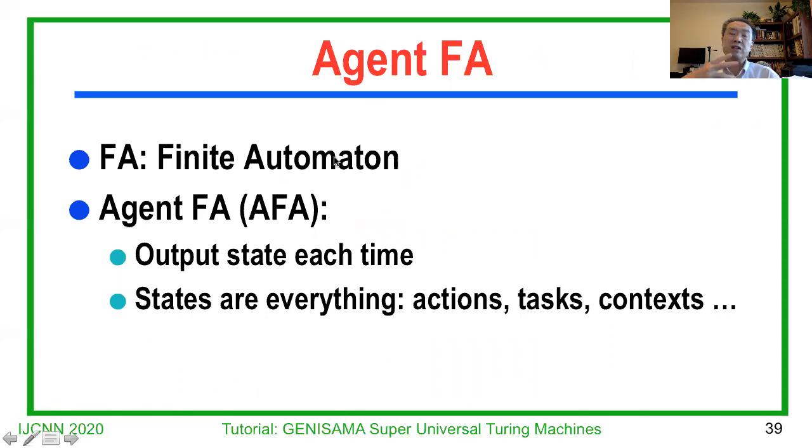So now we need to expand that machinery, so we agent FA. FA does not output state, only outputs yes or no, accept or reject. So with agent FA, you output a state each time. And a state can be anything, not just yes or no, but action, task, context, all things you can think about. So state includes action, not just context, not just yes or no. States are everything. We call it agent FA, or AFA.